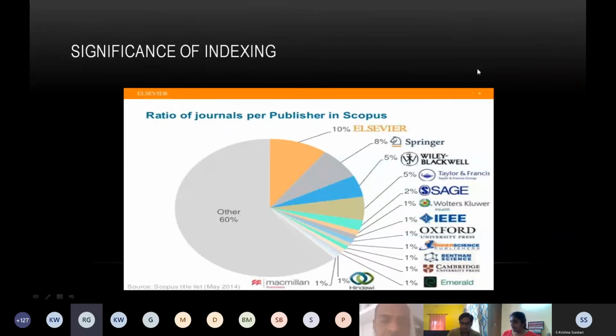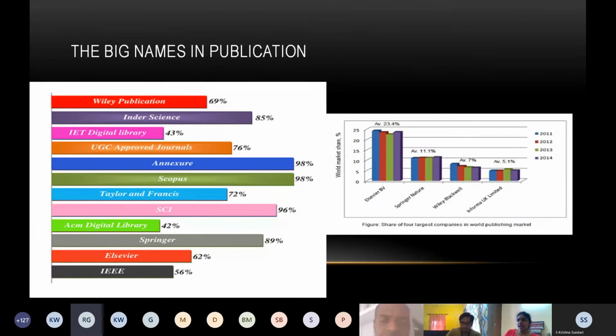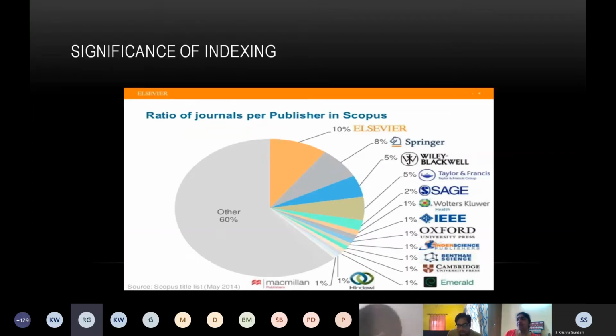Now, what are the big names in publication? Let us say you want to publish your work. What are the publishers whom you can believe for safe and ethical kind of publications? So here is a list of publishers, and by far it is Elsevier, Springer, Wiley, and Nature Sciences which take the big league in this publication world.